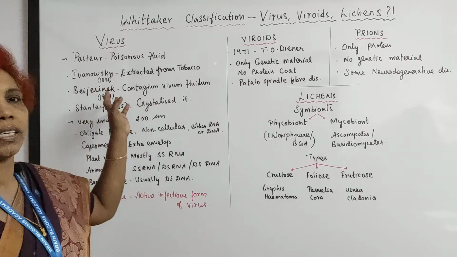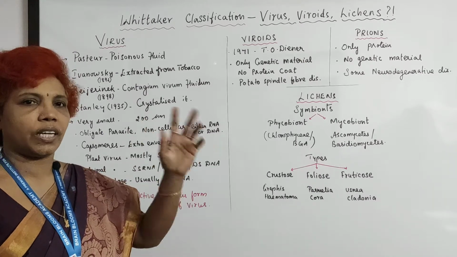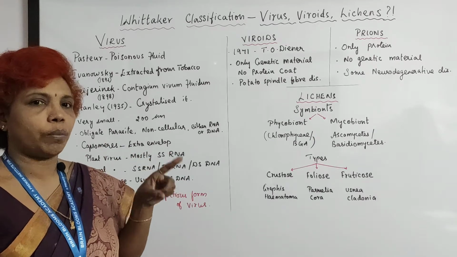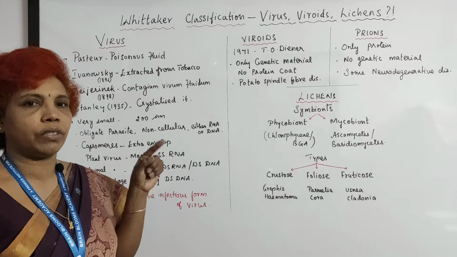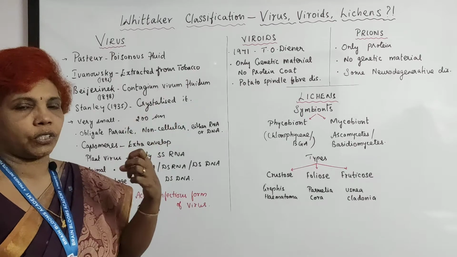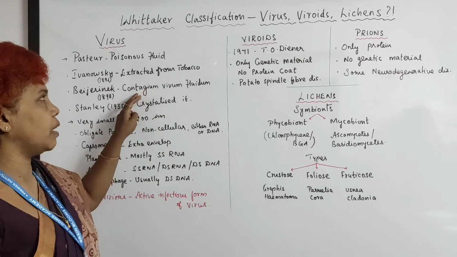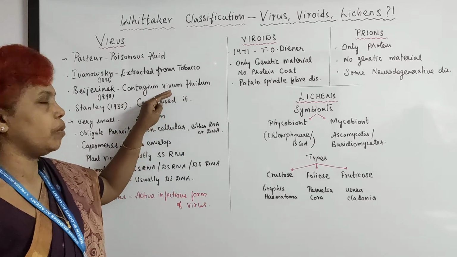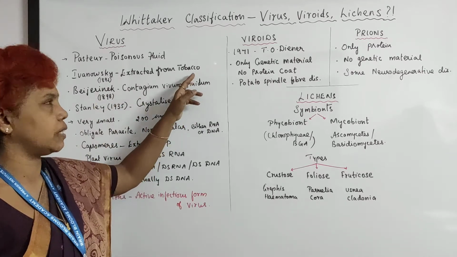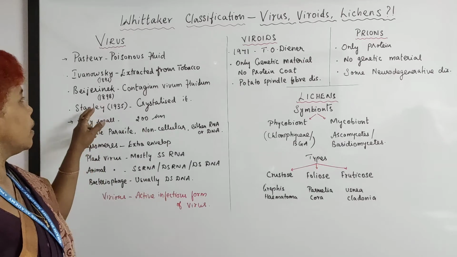And Beijerinck took the fluid like that and injected it into a normal plant which didn't have any infection. Those normal plants became infected because of the fluid which he had inserted. So he came to the conclusion that this extract has some microbe which can infect other things, and he gave the name Contagium vivum fluidum. Vivum means living, contagium means contagious, infectious, and fluidum means fluid, which he extracted from the tobacco mosaic area of that particular leaf.